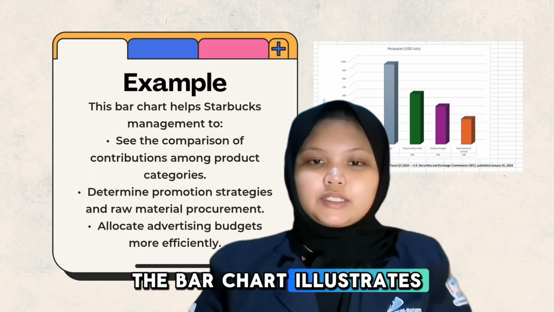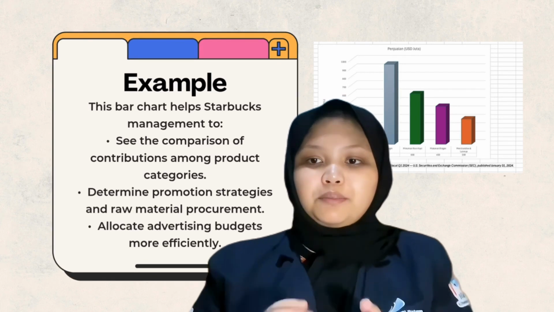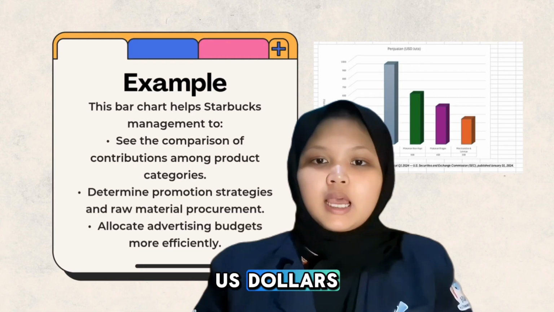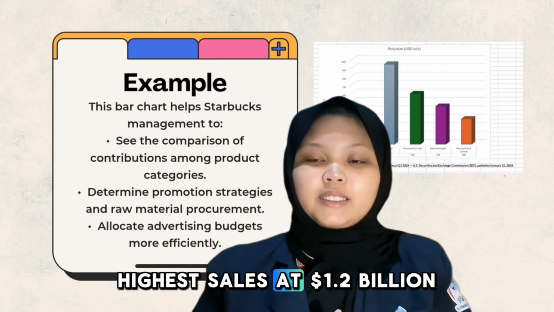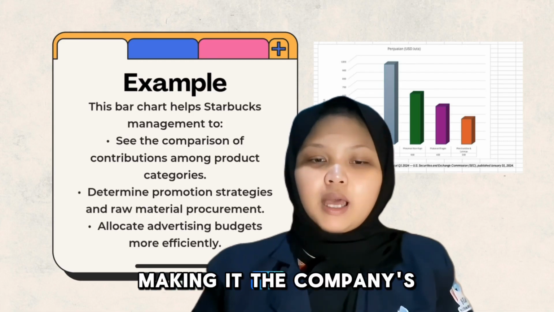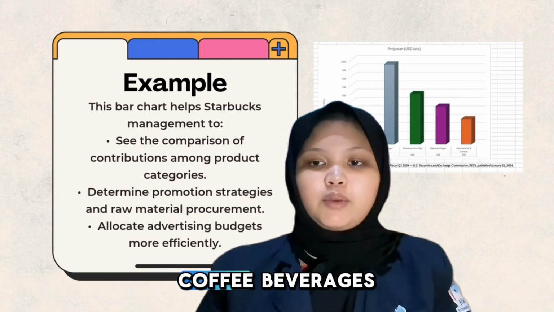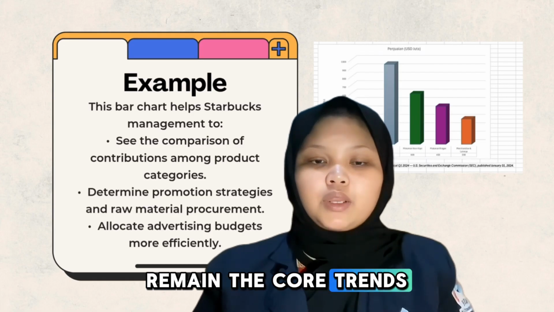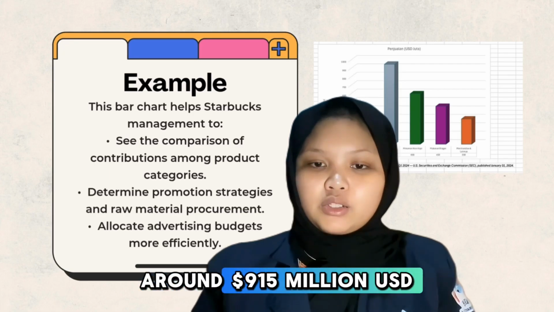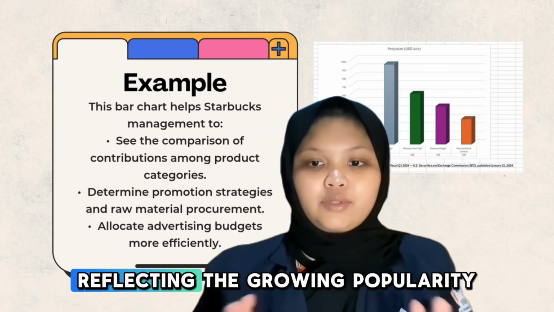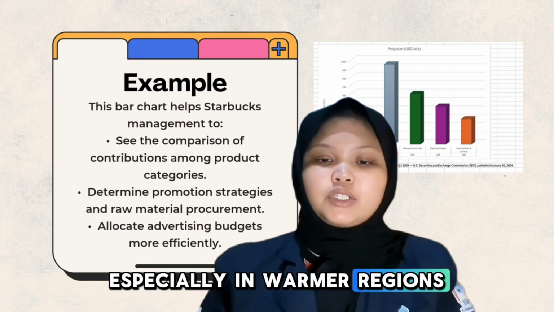The bar chart illustrates Starbucks product sales by category in the first quarter of 2024, measured in millions of US dollars. As shown, hot coffee generated the highest sales at 1.2 billion US dollars, making it the company's best performing product segment. This indicates that traditional coffee beverages remain the core strength of Starbucks' business. Cold coffee follows with around 915 million US dollars, reflecting the growing popularity of iced beverages, especially in warmer regions.